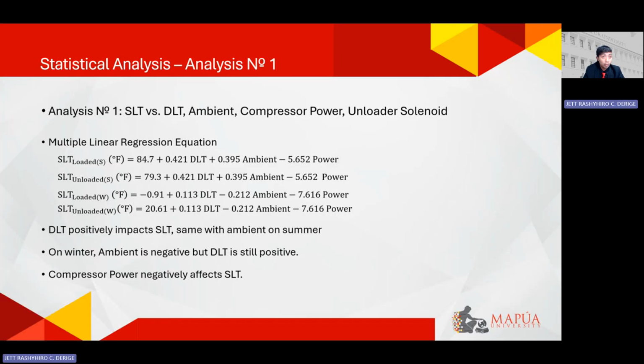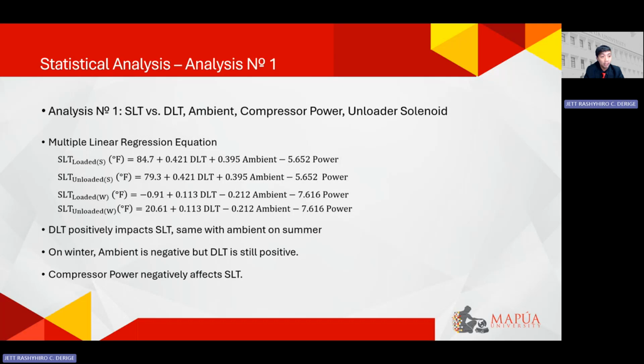So let us start with the statistical analysis. The first analysis would be suction line temperature versus discharge line temperature, ambient, compressor power, and unloader solenoid. And as you can see right there, the multiple linear regression equation. As you can see from the equations, discharge line temperature positively impacts SLT. Same with the ambient temperature in summer.